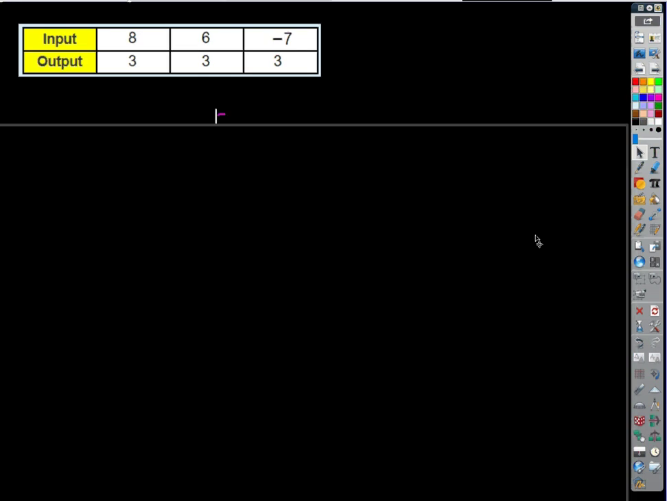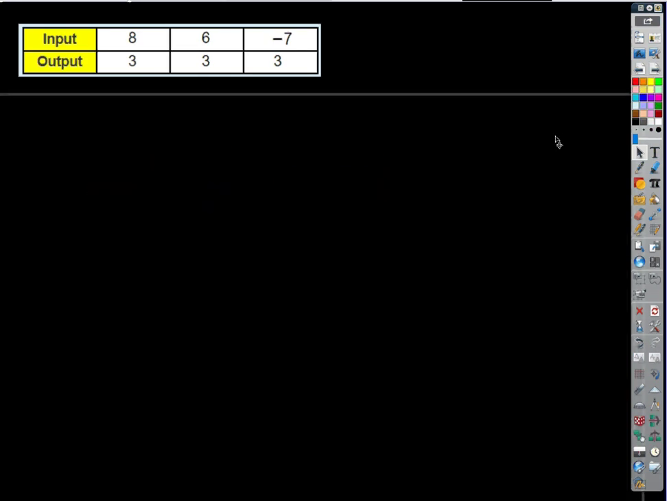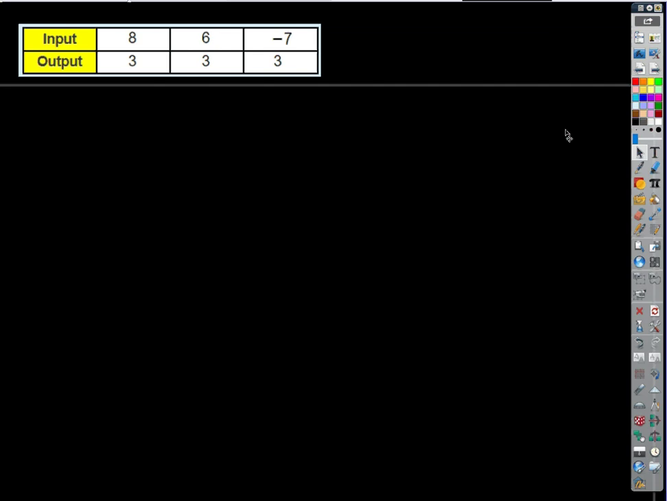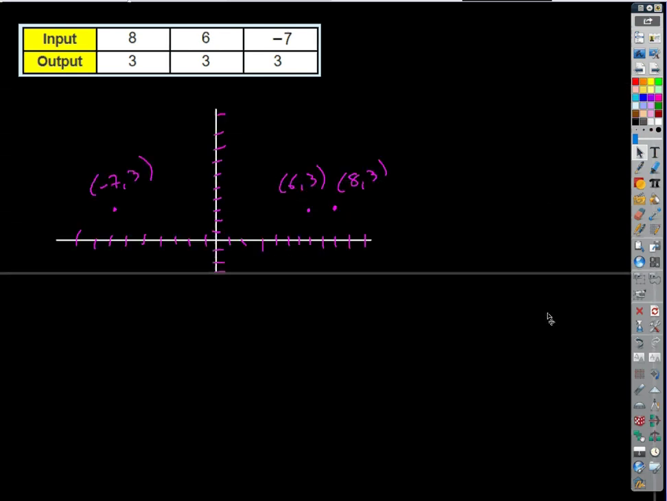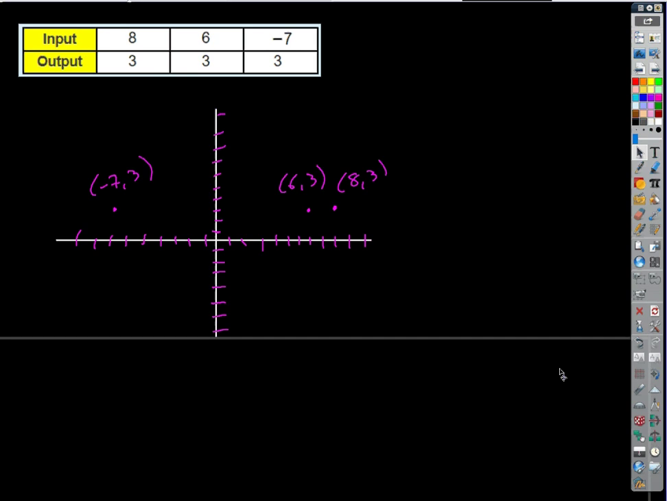Okay, so we said that is a function, correct? Yes. Now, look what happens. The y values are all repeated, but the x values aren't. So if I graph those, look what happens. How do they line up? Horizontally. Yeah, they line up horizontally, okay?